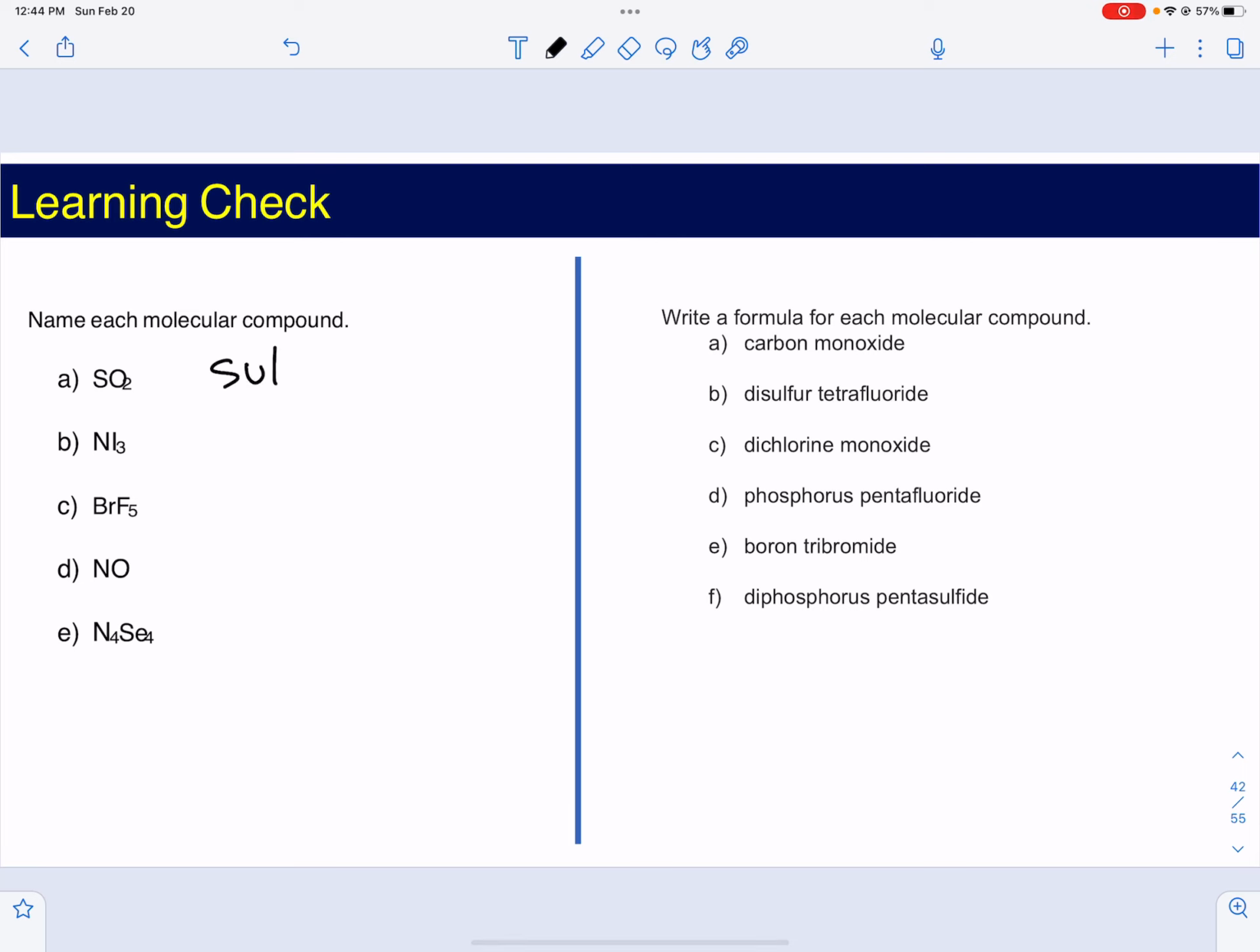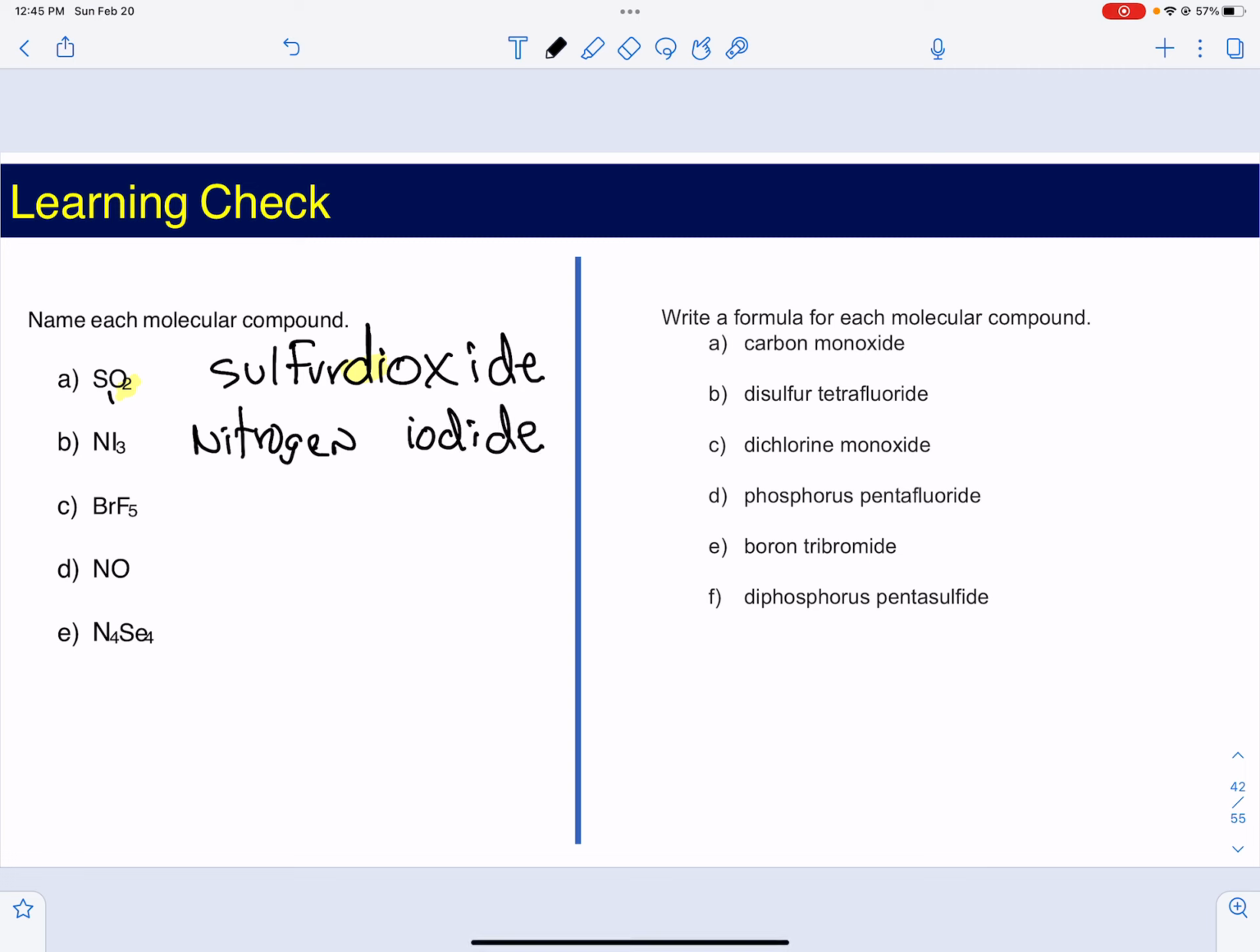We have sulfur and oxygen, but oxygen gets modified to oxide. We have 1 sulfur, so that's monosulfur, we don't use it, and 2 oxygen. So sulfur dioxide. The next one we have nitrogen, and then we have iodine, but we're not going to say iodine, we're going to say iodide to indicate that it's part of a compound, and it's going to be triiodide. So nitrogen triiodide.